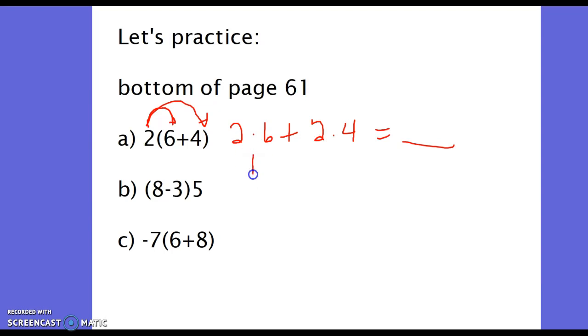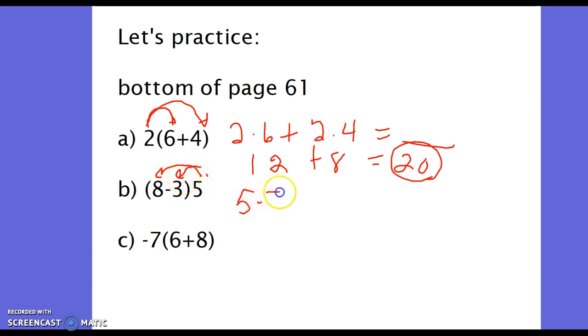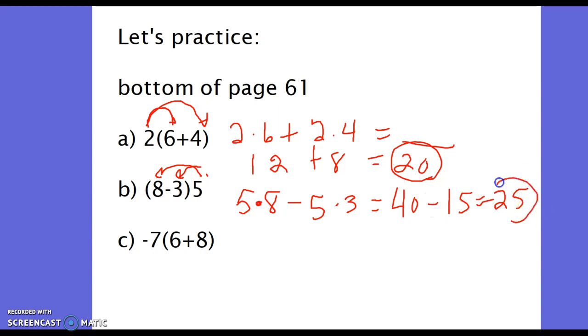All right, so this example you should have, this is 12 plus 8, so the final answer is 20. On this one, even though the 5 is behind it, just pretend like it's in front, and you times it by each thing. So I have 5 times 8. Just copy the minus sign there in between. You could put plus and negative if you would like, but you don't have to. And then I have 5 times 3. So this gives me 40 minus 15, which is 25.